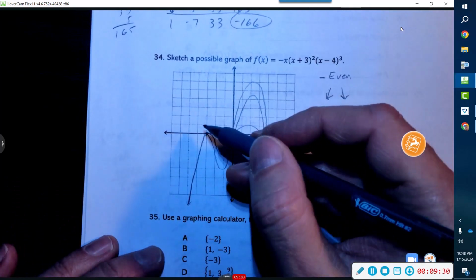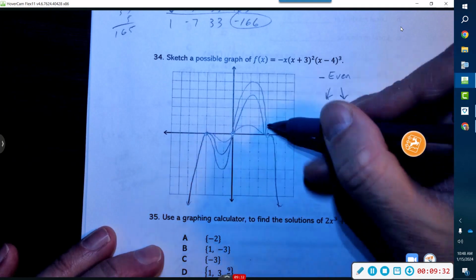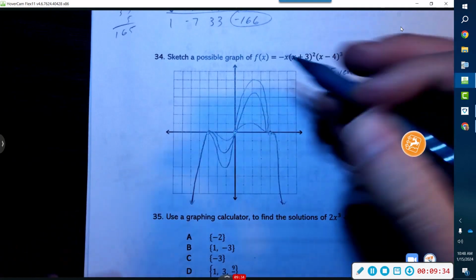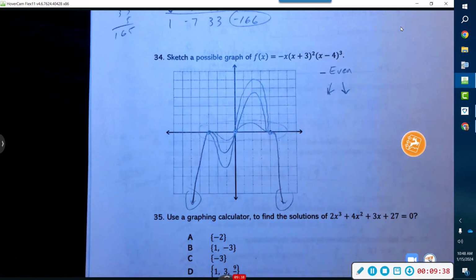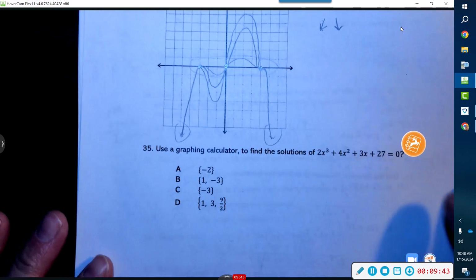But these guys right here would have been necessary. Okay, so there's just this, and those guys right there are necessary. That is how I'm going to be grading it. Okay. All right, last one.